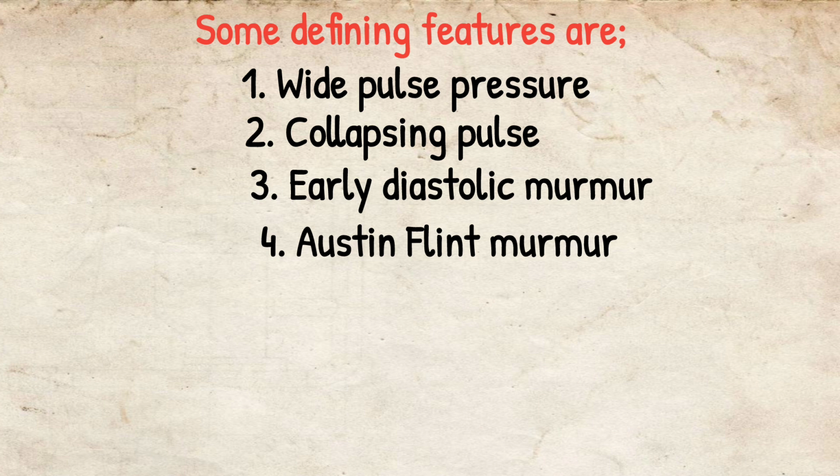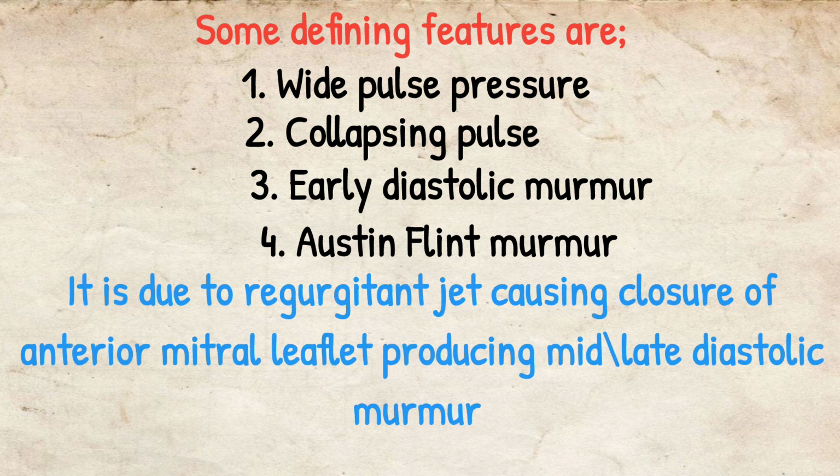And Austin Flint murmur. Now, Austin Flint murmur is actually caused by regurgitation of the blood in severe AR, causing closure of the anterior mitral leaflet, producing a mid or late diastolic murmur.